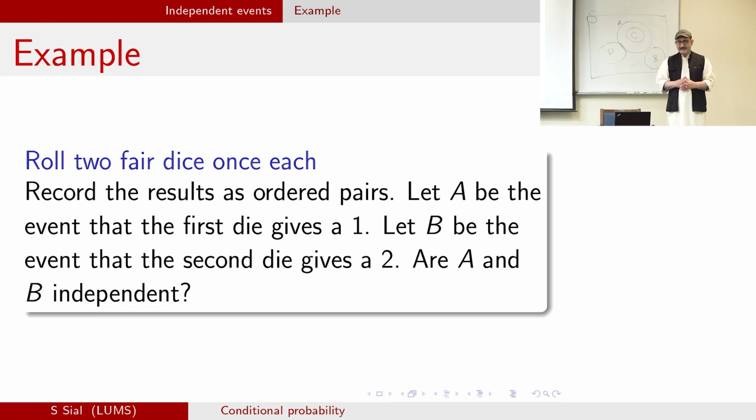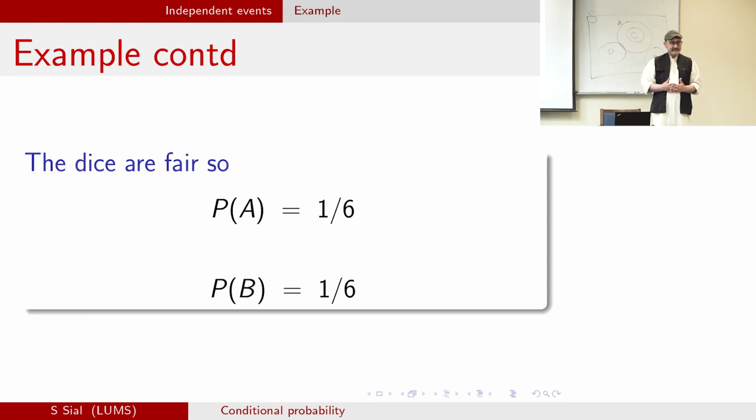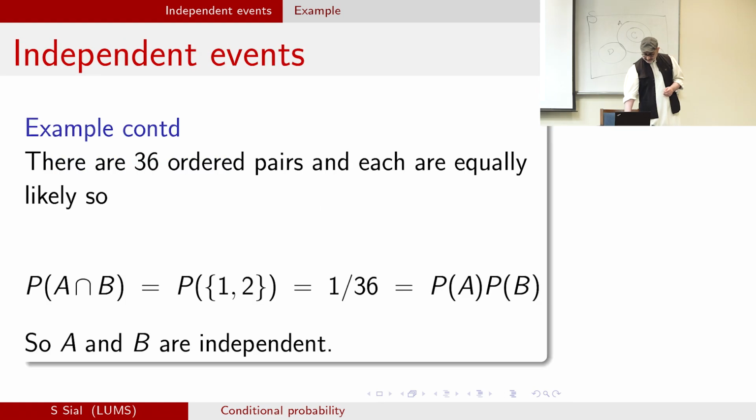Independent or dependent? We said they're independent. So how do I show that? The probability of A is 1/6, the probability of B is 1/6. There are 36 ordered pairs: 6 results for the first and 6 results for the second, so 36 ordered pairs in my sample space. The probability of A intersection B is the probability of exactly this outcome, where the first die gives a 1 and the second die roll is a 2. That's one outcome out of 36.